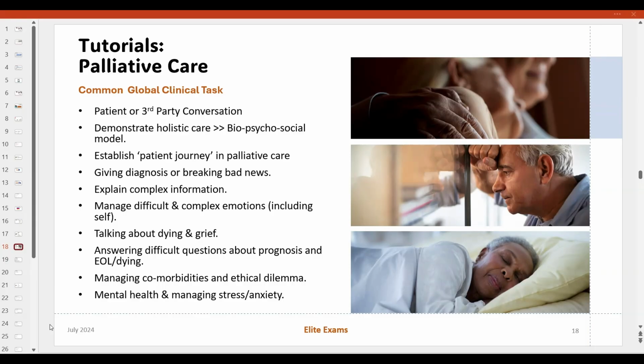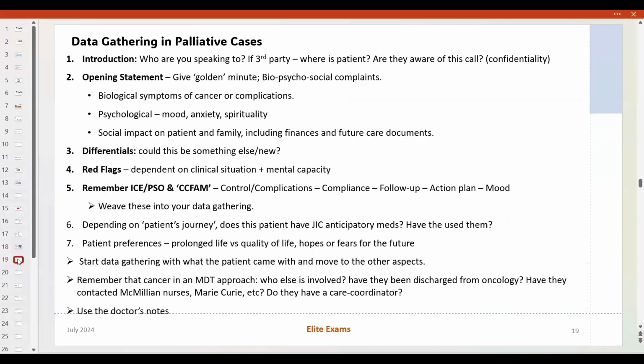So you might have those kind of ethical dilemmas that come up in real life or in your practice. But if you don't ask the right questions or know the right documents that need to be in place, you might be doing the wrong thing for the patient. And of course, like our colleague said, the mental health and managing the stress and anxiety. So these are some of the global tasks that need to be coming up when we are managing a palliative case. So data gathering. Let's just put our mind into that role play situation.